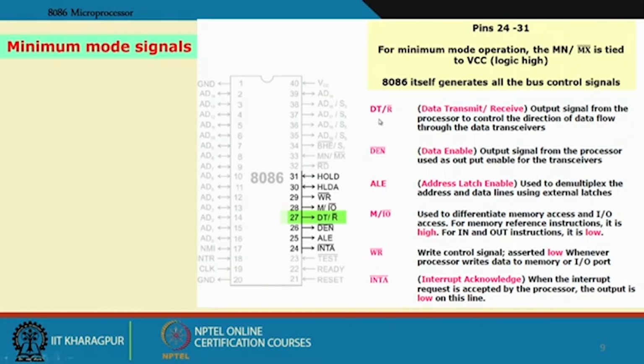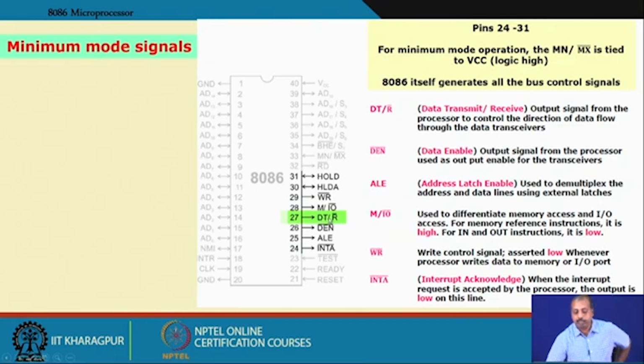So, this DT/R bar line is for data transmit receive. This is the signal coming out of the processor to control the direction of data flow through the data transceiver. If you are transmitting the data, it is data transmit, and if you are receiving the data, it is receive bar. So, if this line is 0, it is DR bar, that is data receive bar, and if it is transmitting, then it is DT.